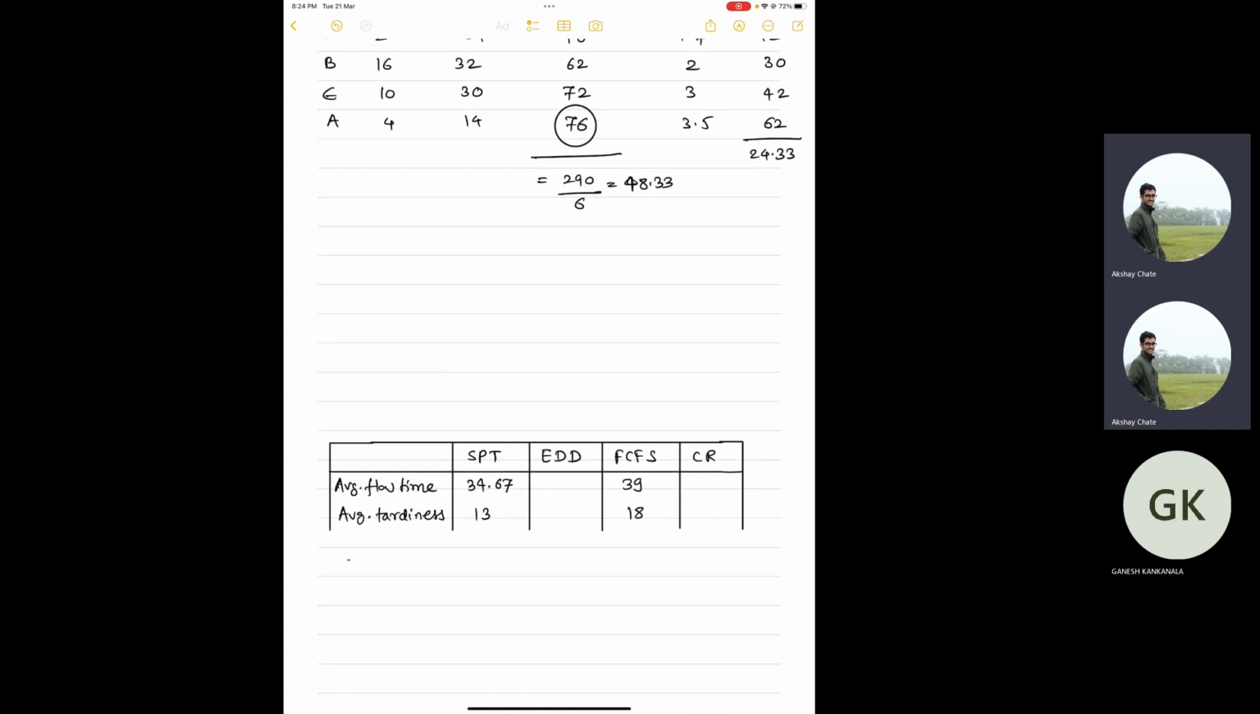So we'll just put up the numbers: 48.33, 24.33. And shall we do it for EDD? Okay, we'll do it in 5 minutes.